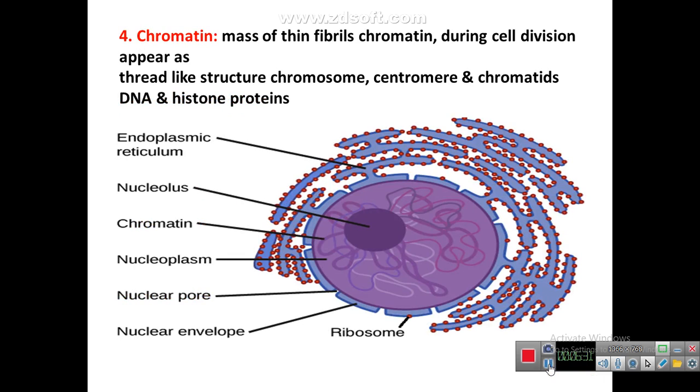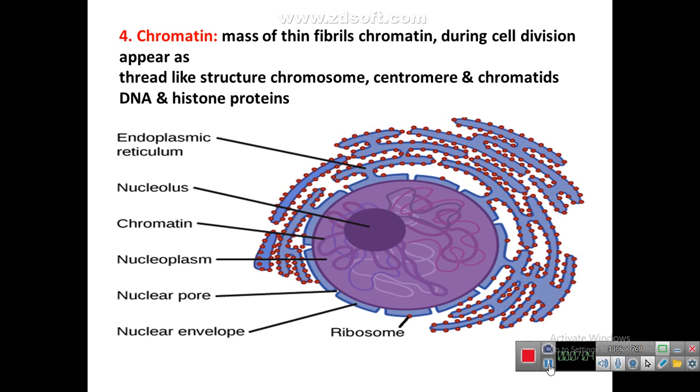Last is the chromatin. It is a mass of thin fibrils known as chromatin. During cell division, it appears as a thread-like structure known as chromosome. Chromosome consists of two parts, centromere and chromatids. It is chemically composed of two components, DNA and histone protein. A small segment or fragment of DNA is known as a gene. An alternate form of a gene is known as an allele. The region of the chromosome where genes are present is known as the locus.